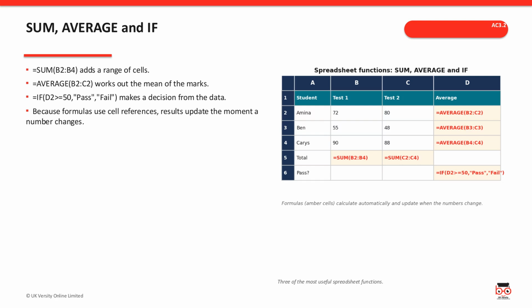Let's meet three of the most useful functions. Equals sum of B2 to B4 adds up a range of cells in one go. Equals average of B2 to C2 works out the mean of those marks, and equals if D2 is greater than or equal to 50, pass, otherwise fail, makes a decision straight from the data. Because they all lean on cell references, the results update the very moment a number changes underneath them.